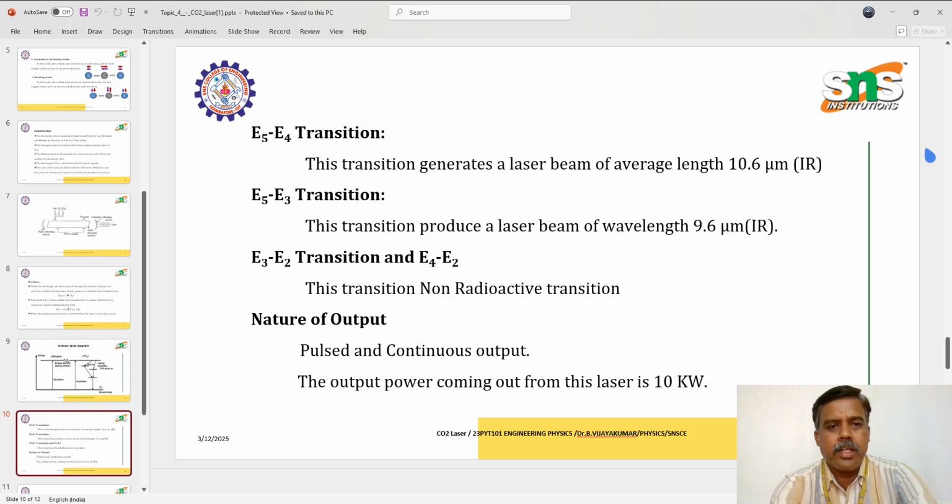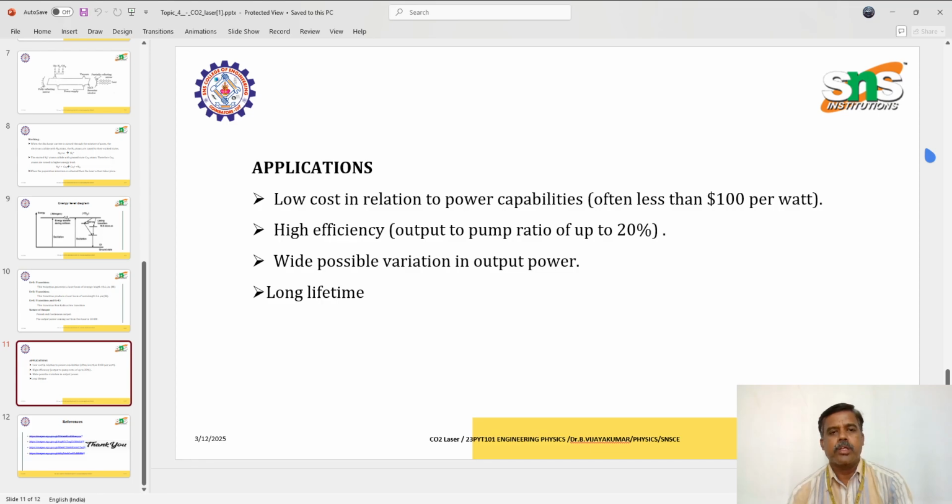There are three transitions in our diagram. The E5 to E4 transition emits 10.6 micrometer. E5 to E3 gives 9.6 micrometer wavelength, and E3 to E2 and E4 to E2 are non-radiative transitions. The nature of output is pulsed and continuous. The output power coming from this laser is 10 kilowatt.